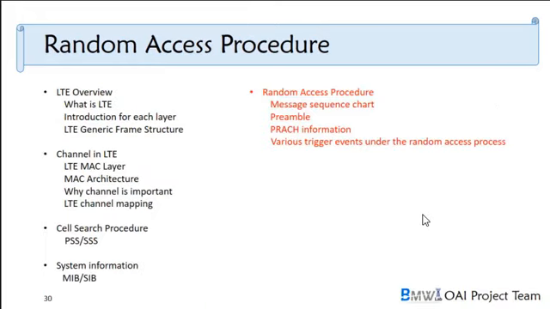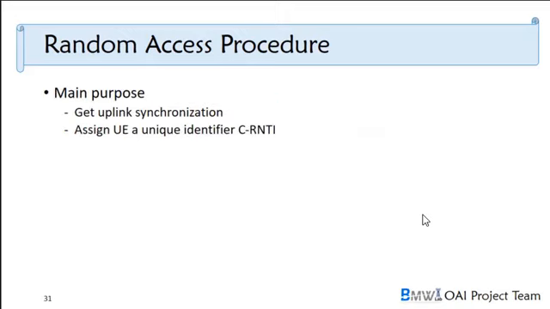And after that is the random access procedure part. And what is the main purpose of the random access procedure? The main purpose is to get uplink synchronization and assign the UE a unique identifier, C-RNTI. And what is the C-RNTI? RNTI means the radio network temporary identity.